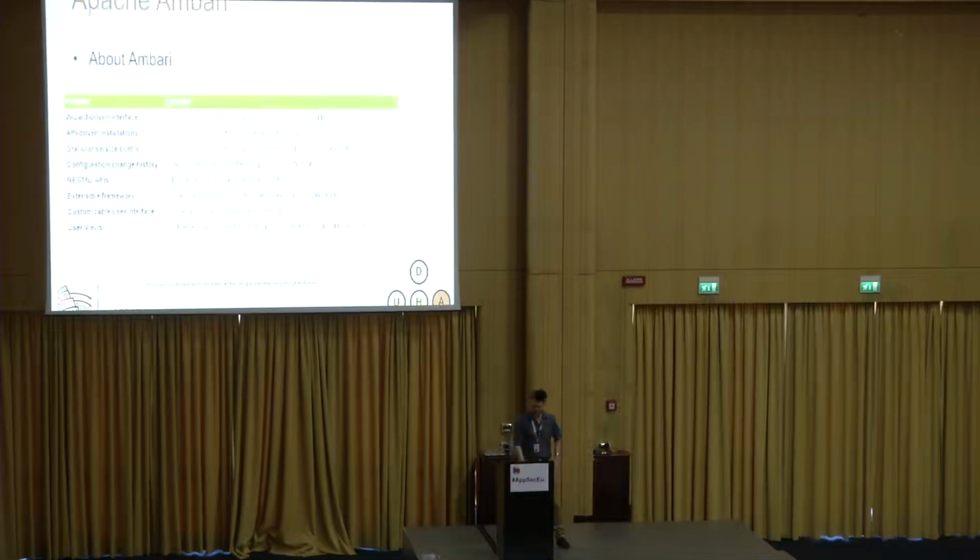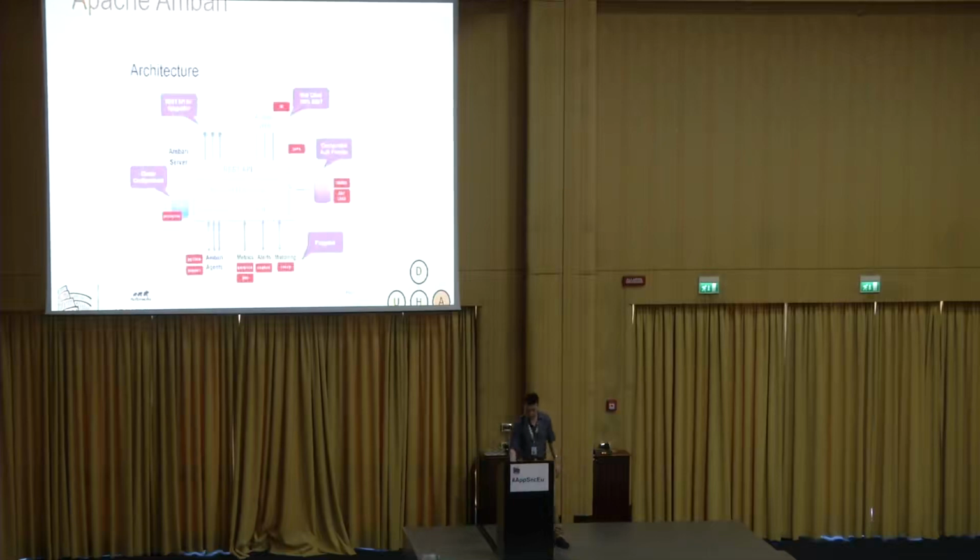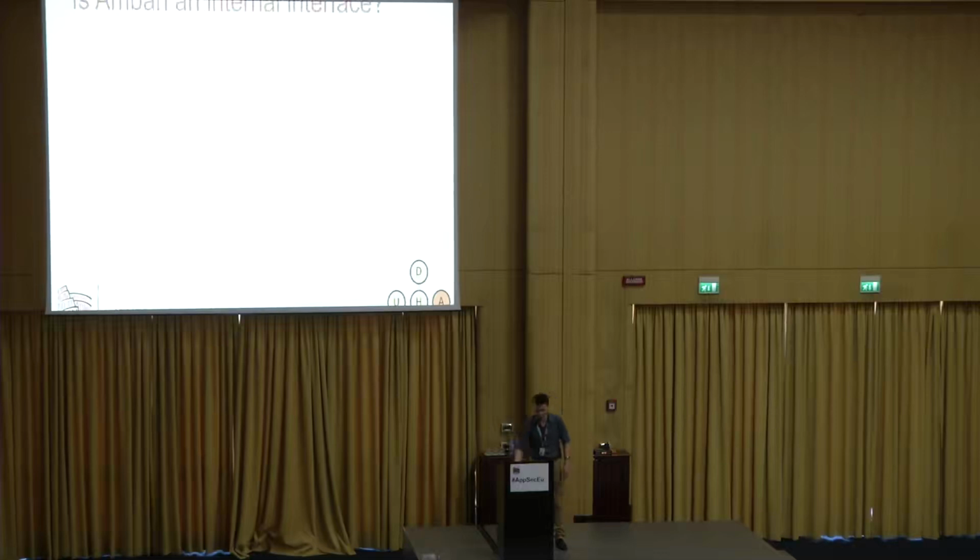OK, Ambari. That's the functionality of Ambari. So basically, it is a web interface with some RESTful APIs. This is the architecture. Maybe I'll just stick with vulnerabilities. OK. The next question, similar to Hue, is Ambari an external interface? Now, it definitely should be an internal interface.